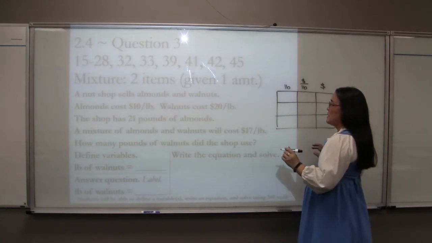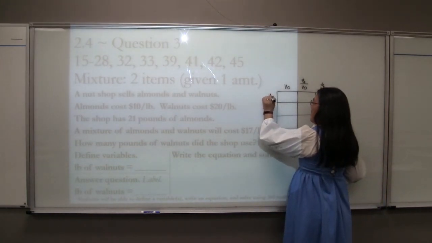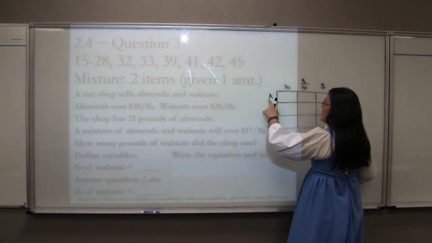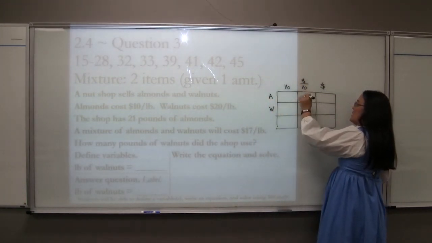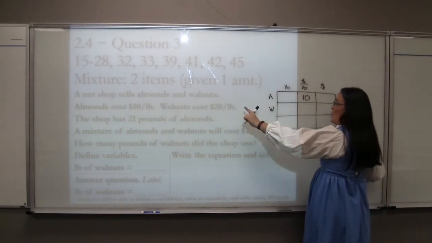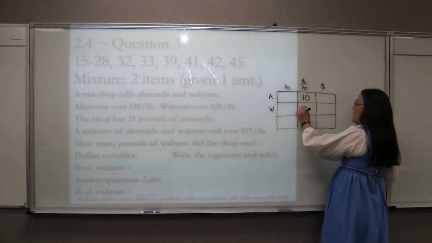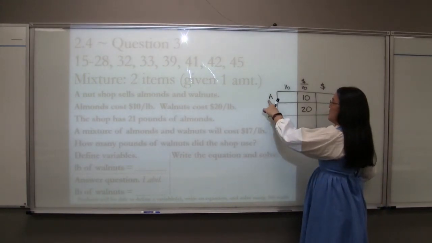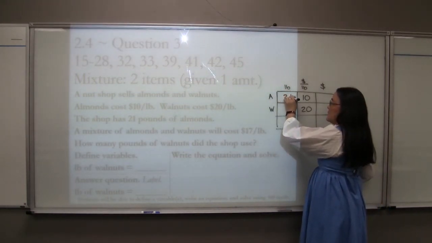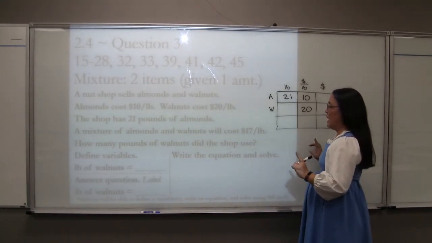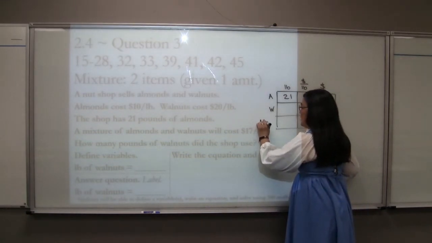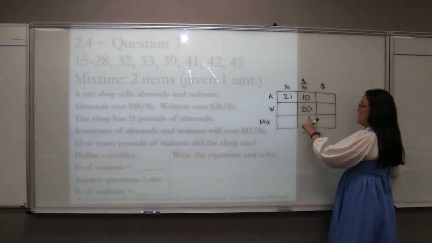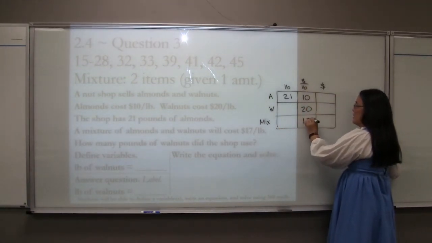A nut shop sells almonds and walnuts. We're going to take some almonds, we're going to take some walnuts. Almonds cost $10 per pound. Walnuts cost $20 per pound. This is a very expensive shop. The shop has 21 pounds of almonds. A mixture of almonds and walnuts. So we're going to have a mixture here because it's a mixture problem. A mixture of almonds and walnuts will cost $17 per pound.